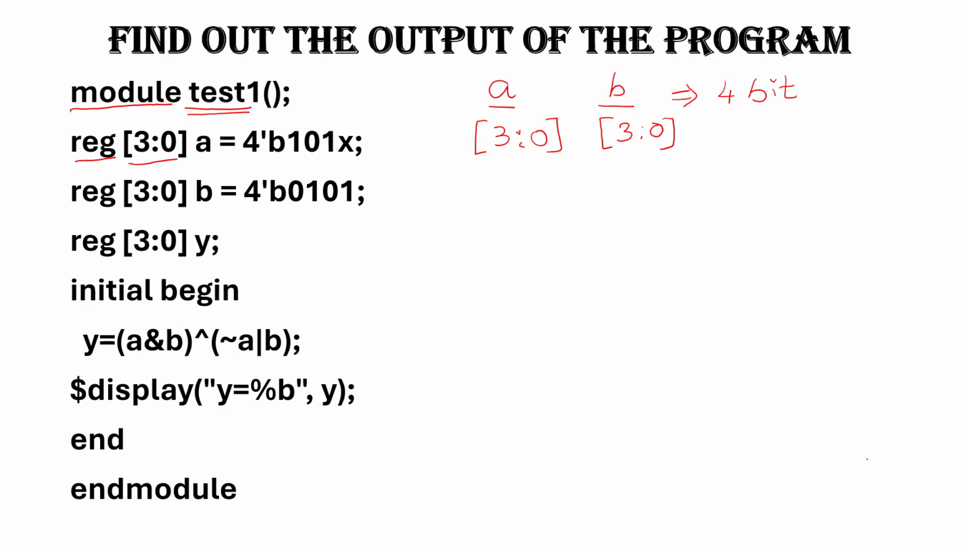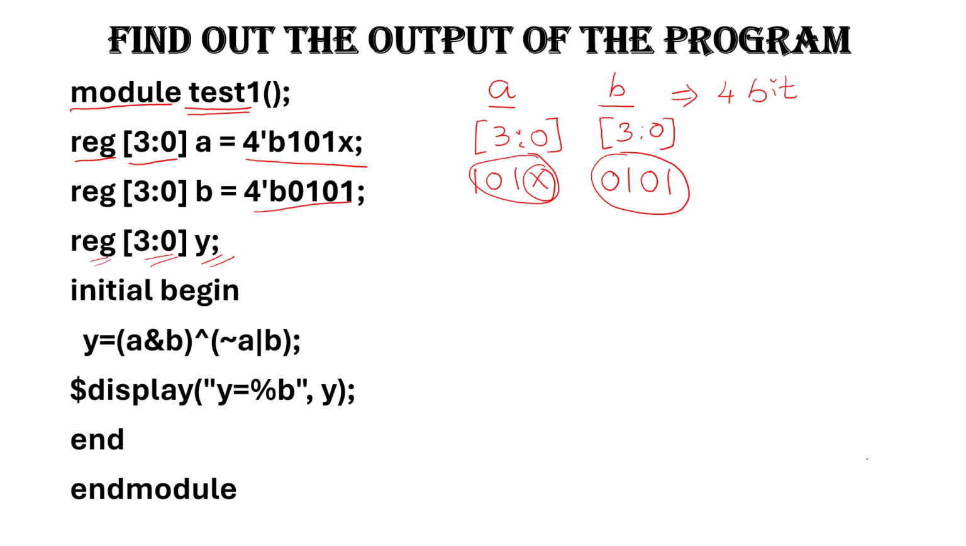Now A value is 4'b101X. Then B value is also a 4-bit value, 0, 1, 0, 1. B has no unknown state, but A value has an unknown state. X is the unknown state. Then next, Y is the output variable. This variable is also a 4-bit value, so let me represent it as 3 down to 0. It is also reg data type.